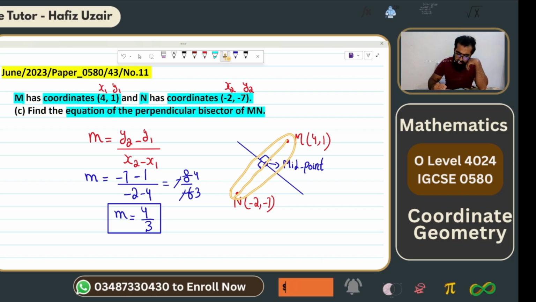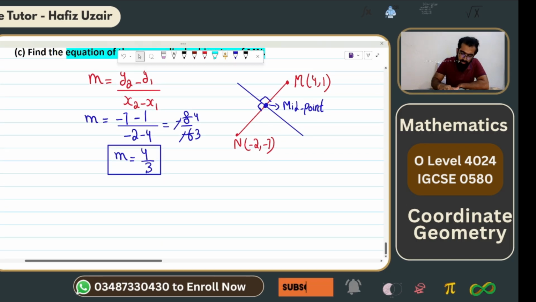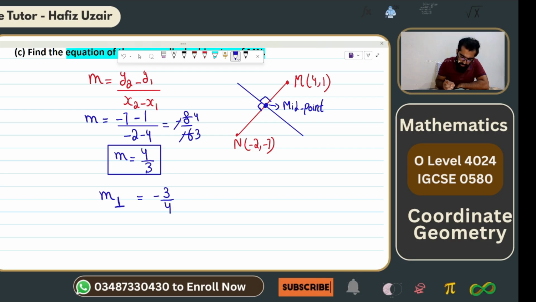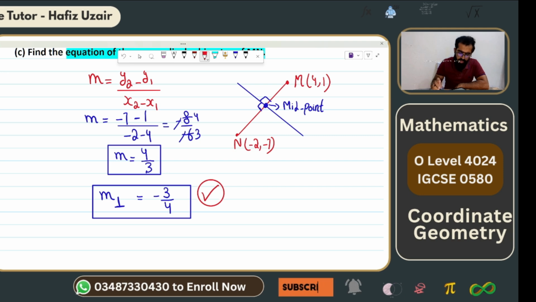And this is the gradient of this line, right? And we need to find the equation of this line. And this line is perpendicular to that line. So the gradient will be the negative reciprocal. If we take the negative reciprocal, the gradient of the perpendicular bisector will be equal to -3 by 4. So m will be equal to -3 by 4. This is the value of m that we will use.